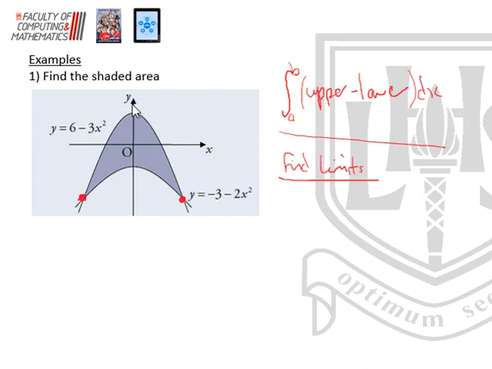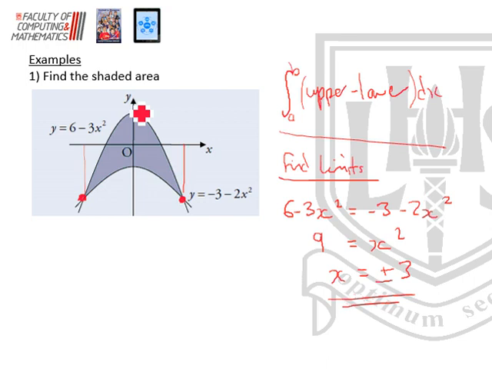Okay, which we do by making them equal to each other. So it's going to be 6 minus 3x squared equals minus 3 minus 2x squared. Okay, and then that's 9 is equal to x squared, which means x is equal to plus or minus 3. Not interested in the y coordinates, it's going along the way that I want my limits. So that's going to be minus 3 to 3. Okay, so that's part 1.